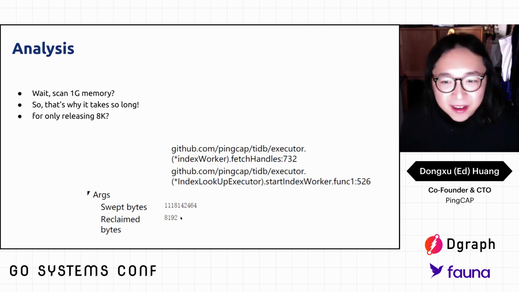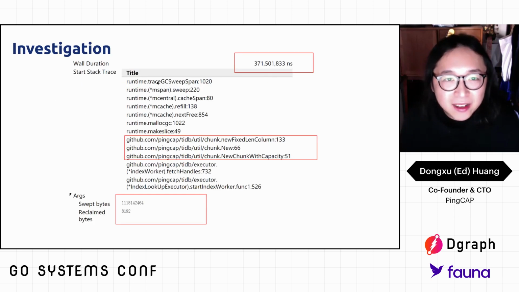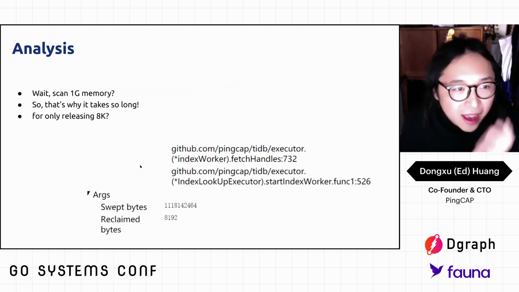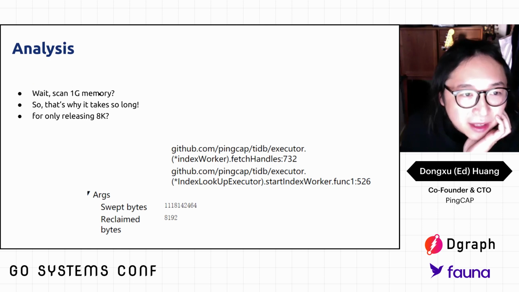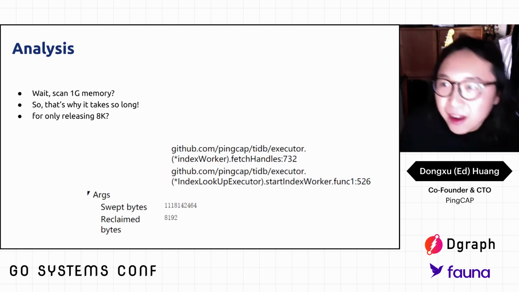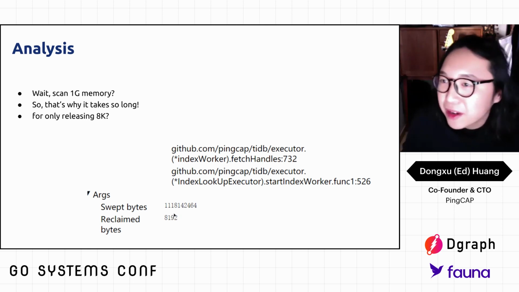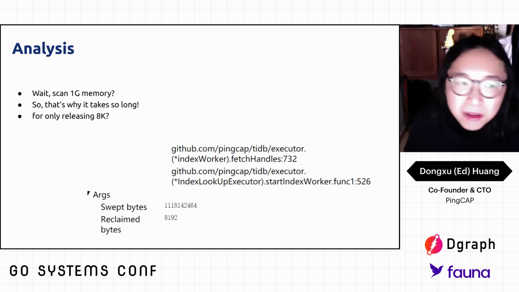Let's take a look at the sweep process in the GC in this case. The sweep function had already scanned 1 GB of memory. That's why it takes so long. It scanned 1 GB of memory just to reclaim 8 KB of memory. So that's weird. There must be some bug hidden inside this scenario.